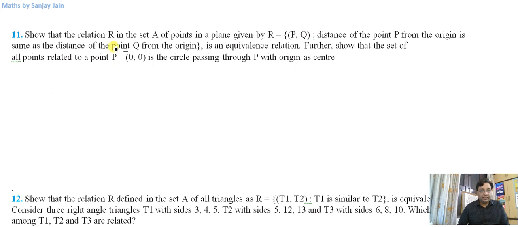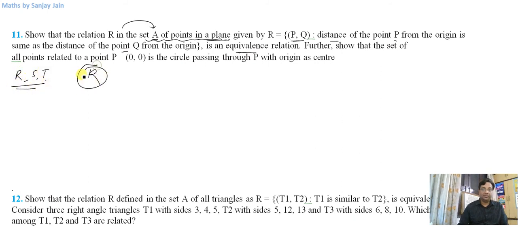Show that relation R in set A of points in a plane is an equivalence relation. Okay, so set A is a set of all the points in a plane, and we have to define a relation in this set A as P comma Q where the distance of point P from the origin is the same as the distance of point Q from the origin. It is an equivalence. So let us see if it is reflexive, symmetric as well as transitive.